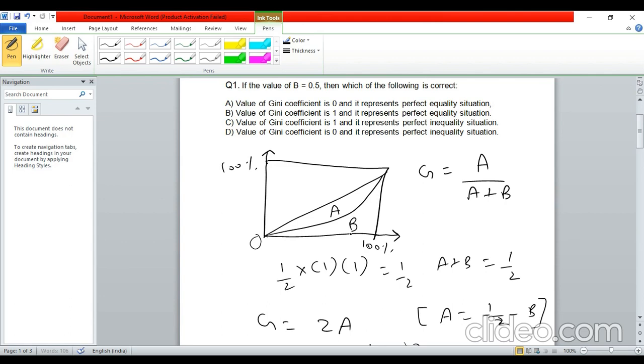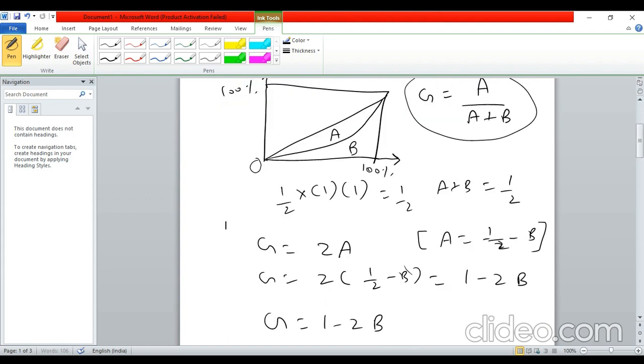Now, I generally do not remember the formula of the Gini coefficient, because whenever I try to mug up something, I kind of make a mess of it. So what I try to do is remember this formula, which is very easy to remember: the Gini coefficient is A by A plus B. Now here we are given B as 0.5. Now A plus B is also equal to 1 by 2.